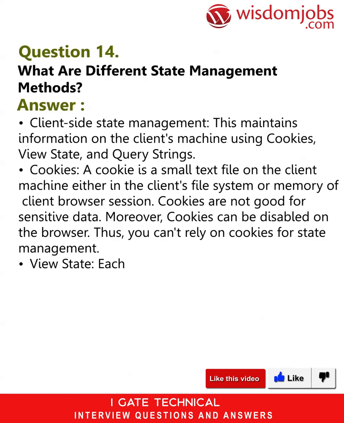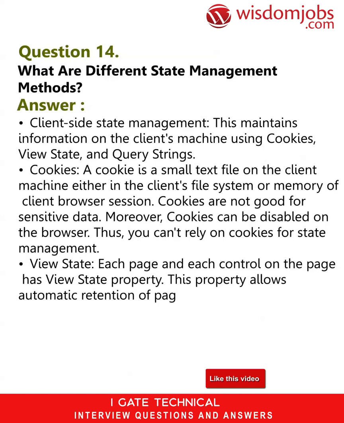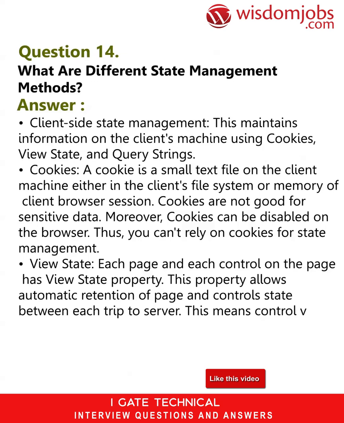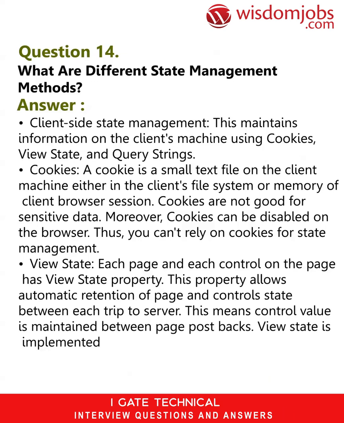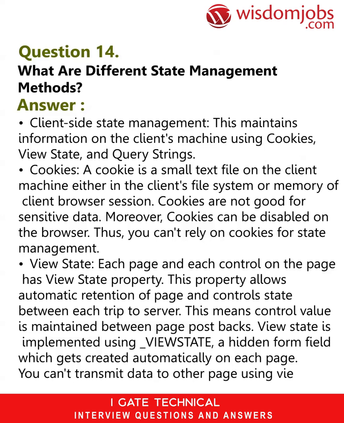View state. Each page and each control on the page has a view state property. This property allows automatic retention of page and control state between each trip to the server. This means control value is maintained between page postbacks. View state is implemented using __VIEWSTATE, a hidden form field which gets created automatically on each page. You can't transmit data to another page using view state.